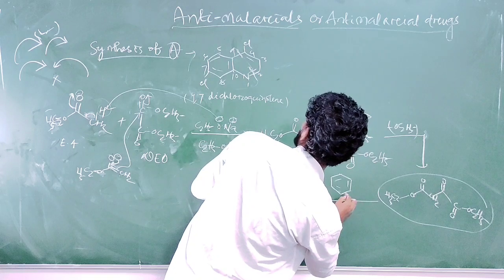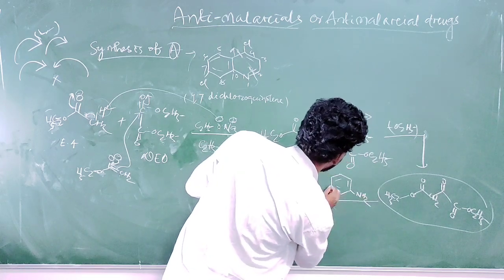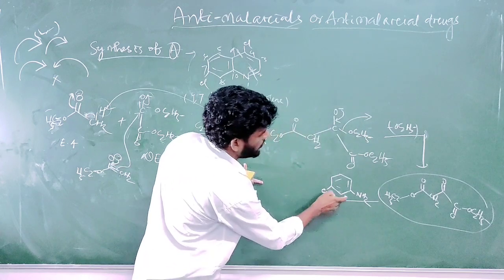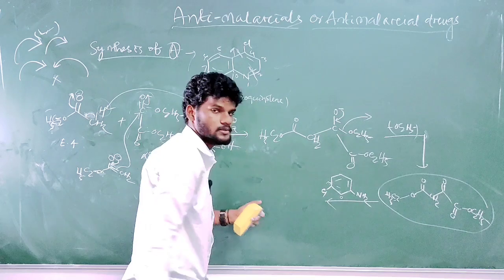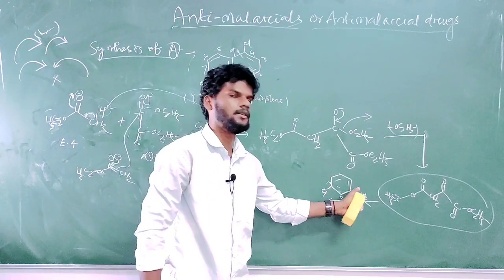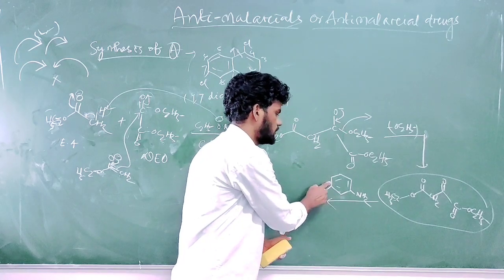metachloroaniline, meta-chloro NH2. All of you know ortho, this is the ortho carbon, this is the meta carbon. Metachloroaniline you can say, or 3-chloroaniline also you can say. So this, let us take it as a reagent here.